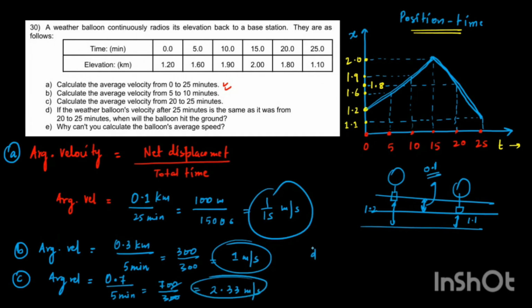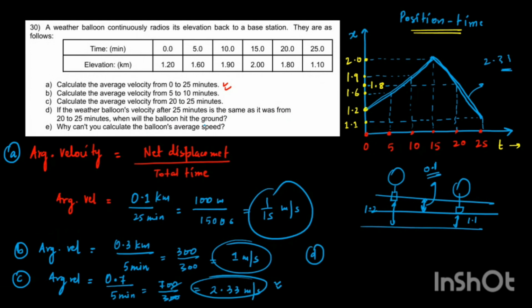The last part, option D, says if the weather balloon's velocity after 25 minutes is the same as that from 20 to 25 minutes, when will the balloon hit the ground? The question says that after this time it has the same velocity. Its velocity is supposed to be 2.33 meters per second. During that time the velocity is 2.33, so after 25 minutes also, its velocity remains the same.